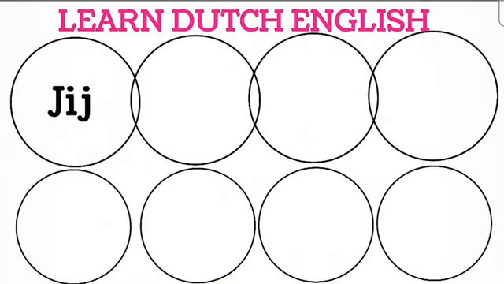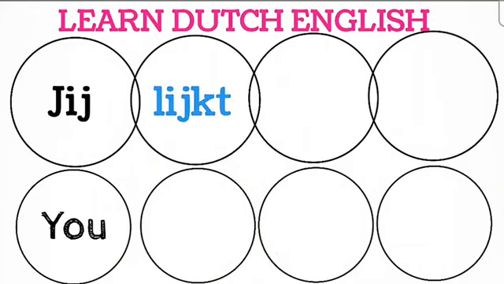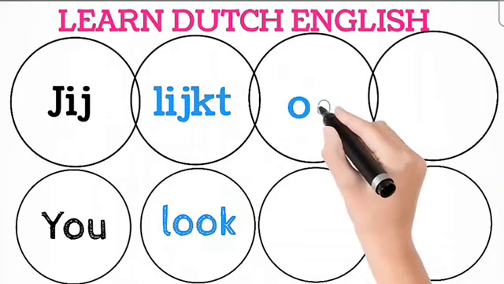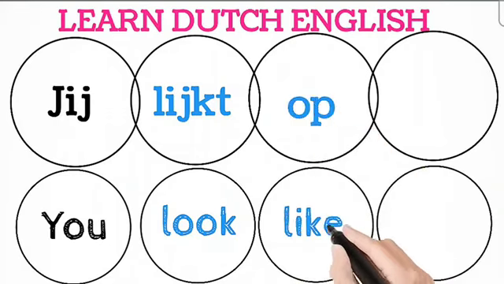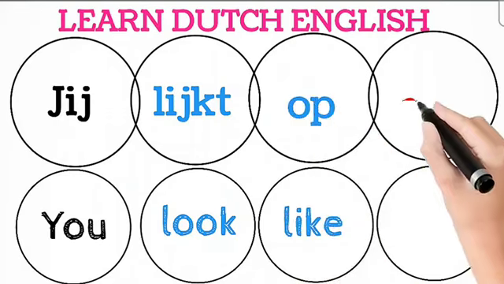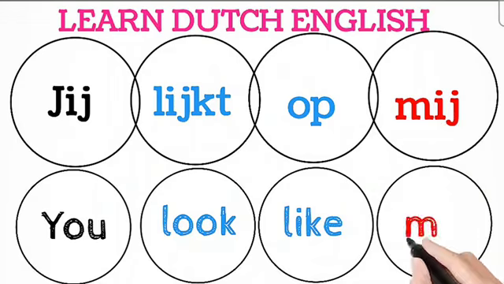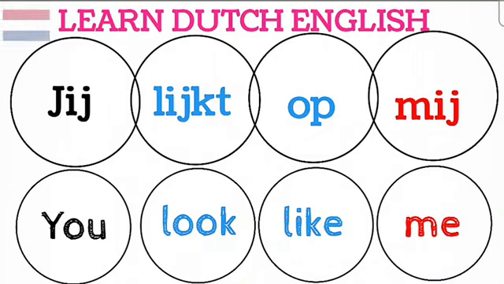Learn Dutch. Jij. You. Lijkt. Op. Look like. Mij. Me. In Dutch, jij lijkt op mij. In English, you look like me.